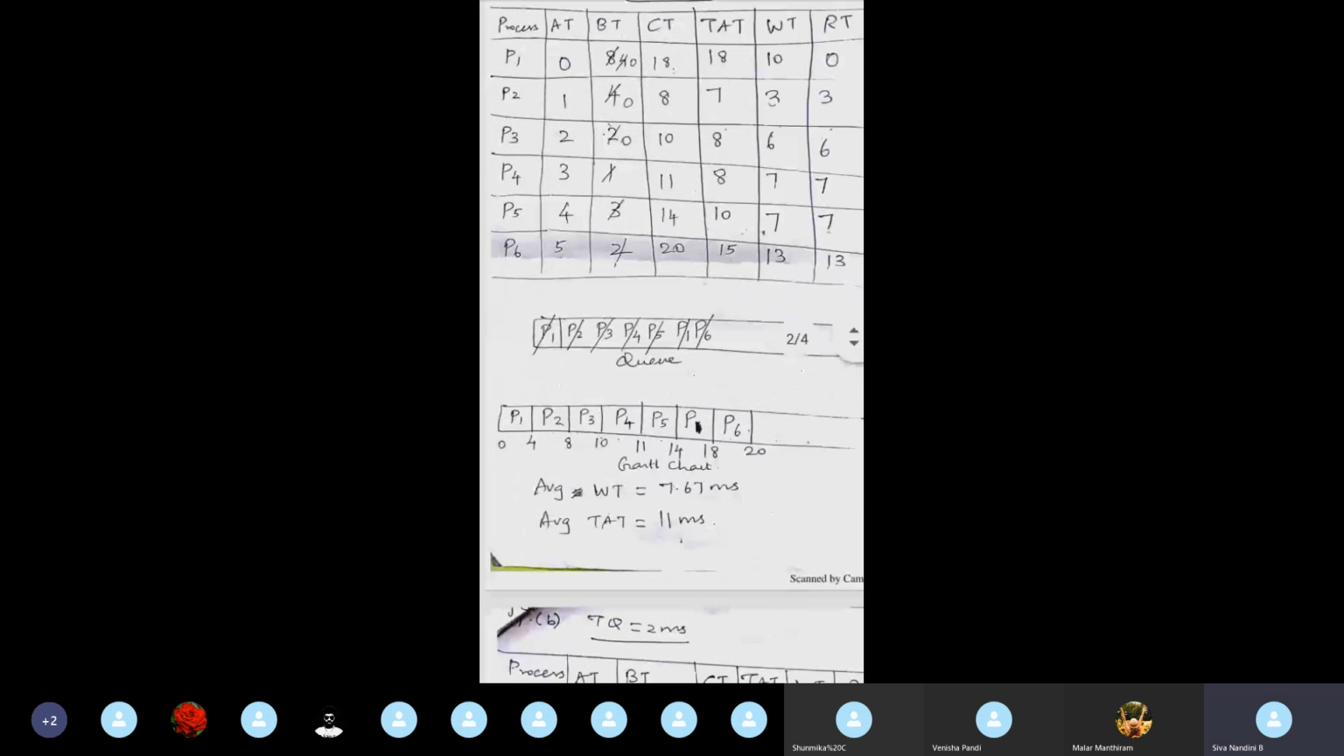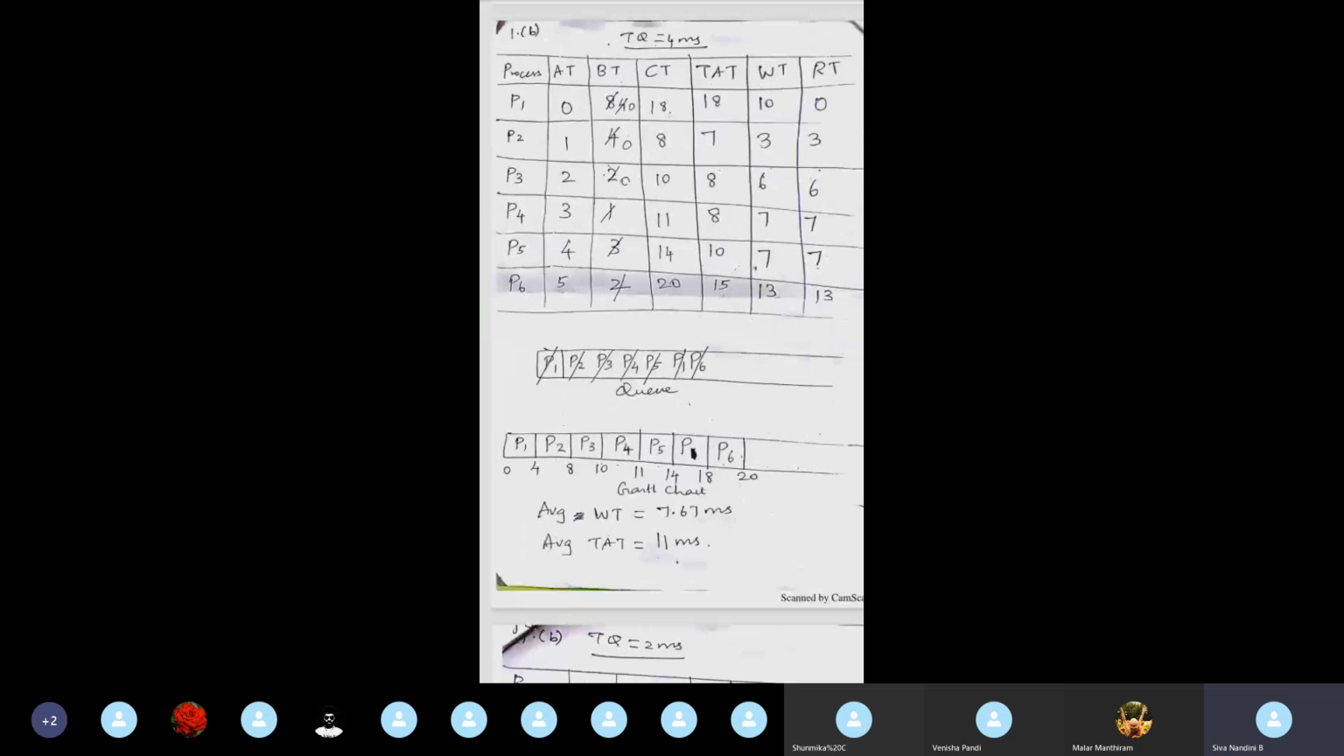So in this round robin algorithm, first I have taken the time quantum of 4 milliseconds. In this round robin scheduling algorithm, many haven't done the analysis part. So in the question, what is asked? Calculate the average waiting time and average turnaround time for the given processes, and we have to analyze for both the time quanta, that is 4 millisecond and 2 millisecond.